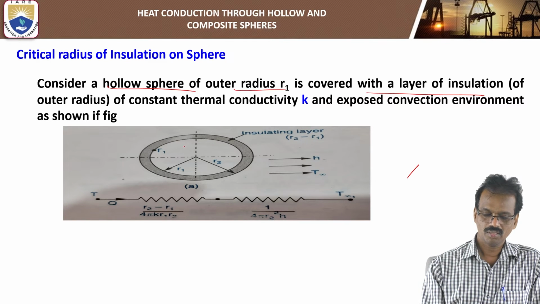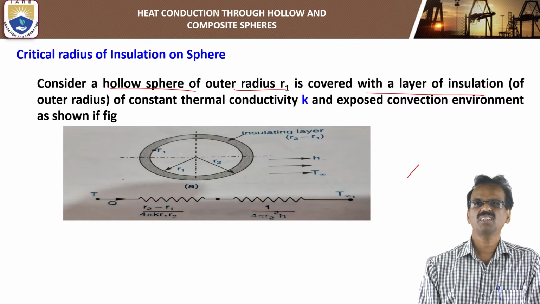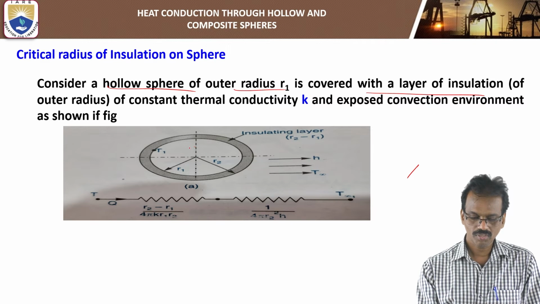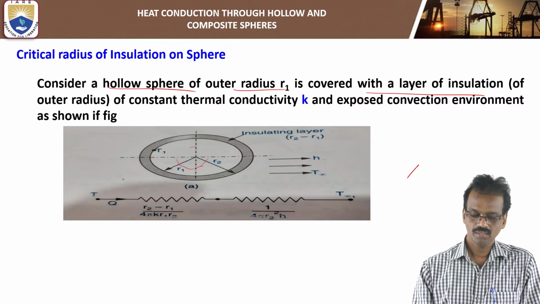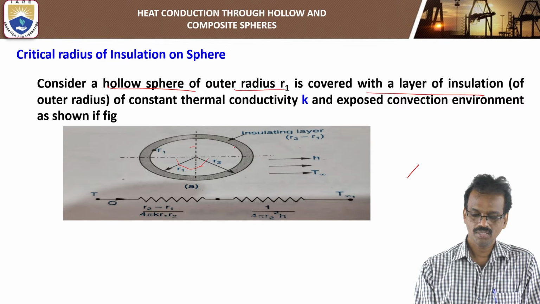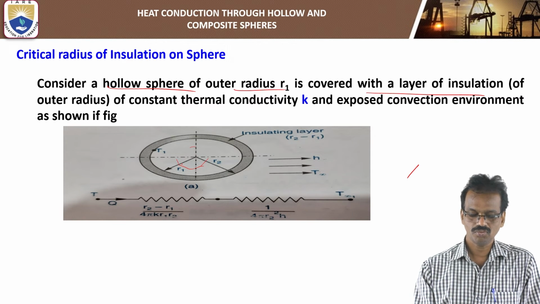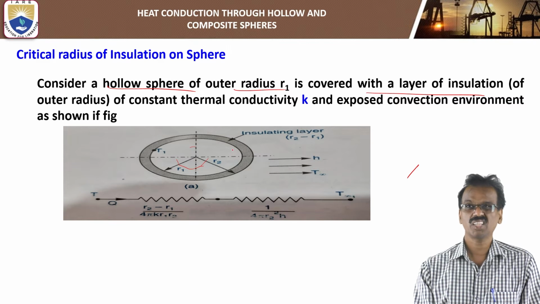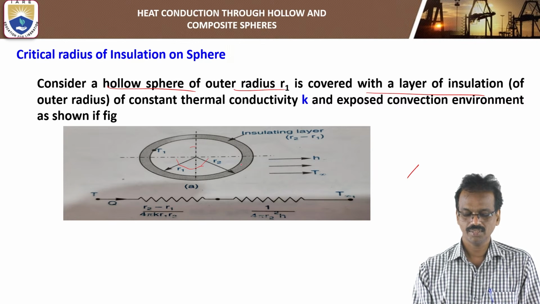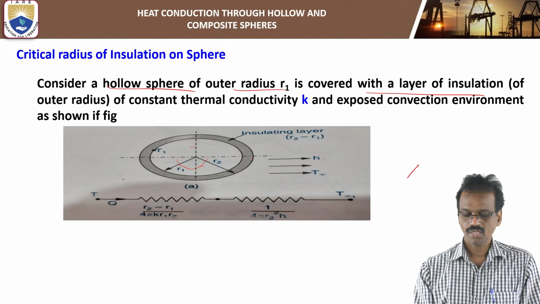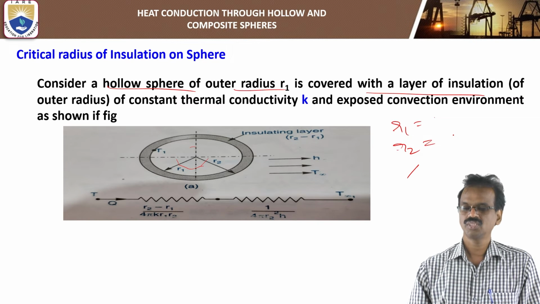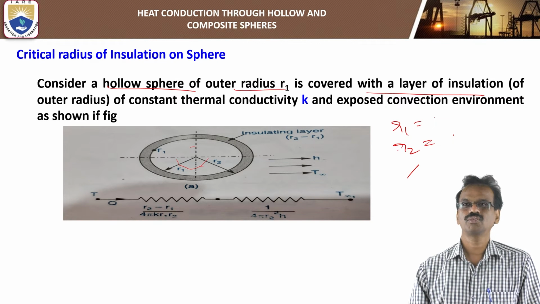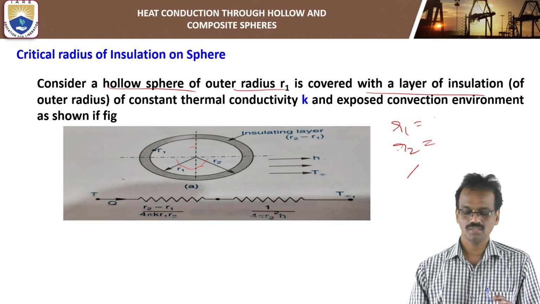So this is the inner hollow sphere. There is a hollowness, no need to consider this. We are taking the outer radius of the sphere equal to R1. It means R1 is the inner radius of the insulating material, and R2 is the outer radius of the insulating material. We are considering only the insulation layer.